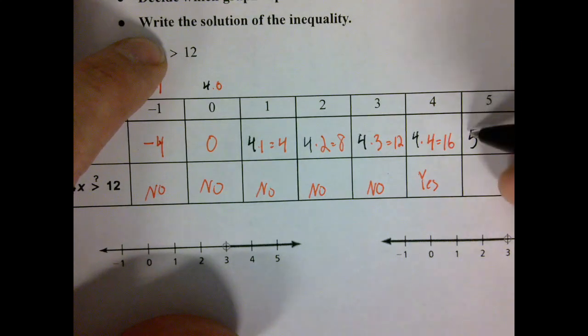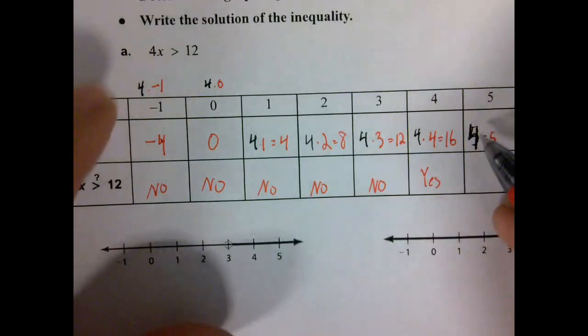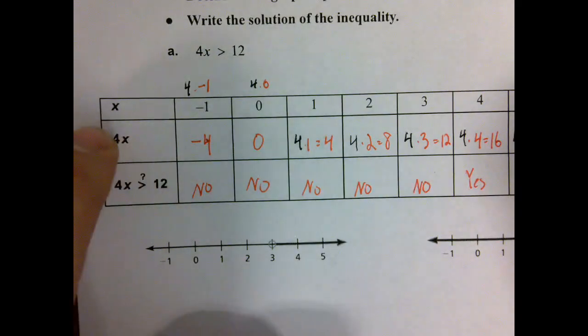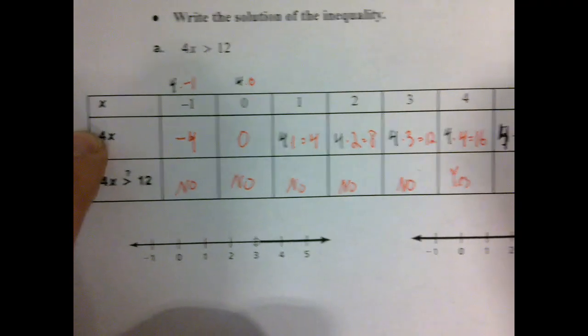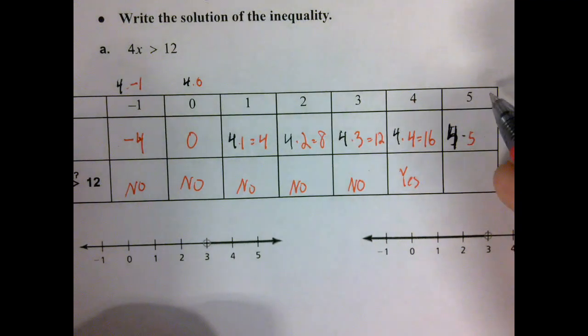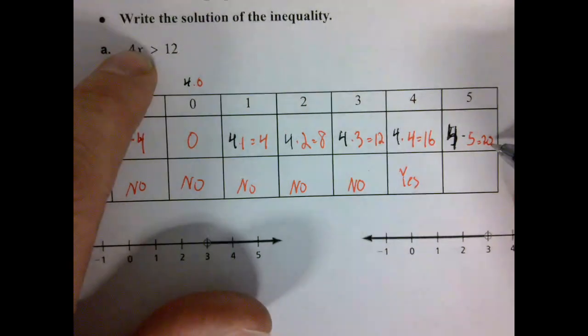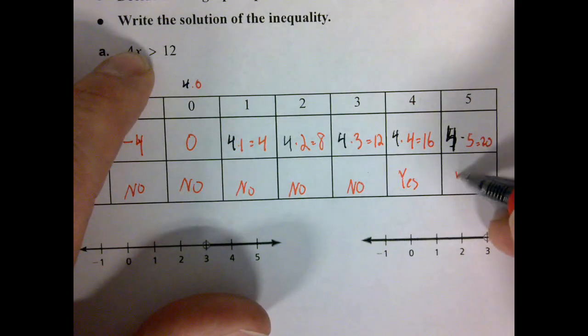And what about the number 5? If I take that x of 5 and plug it on in, again, we're taking this value 5, plugging it in for the x. We have 4 times 5, gets us 20. Is 20 greater than 12? Yes.